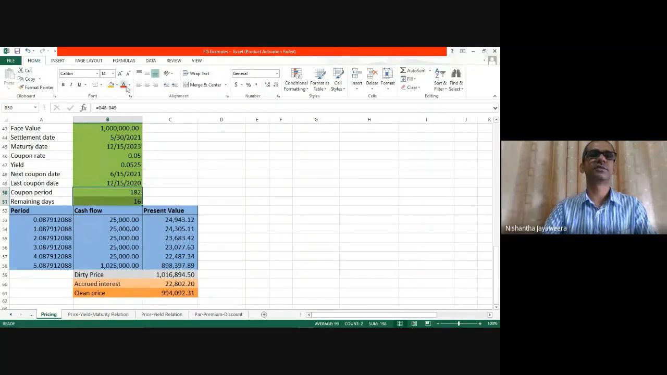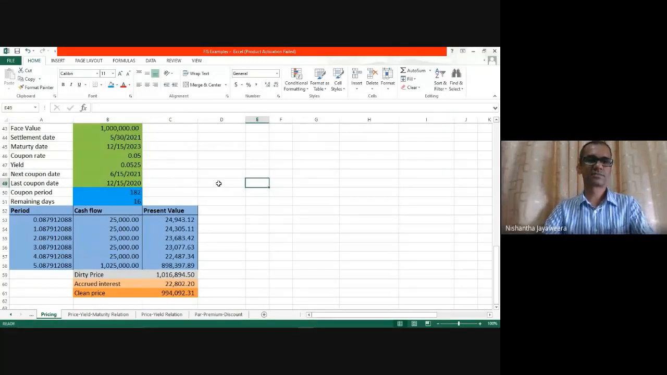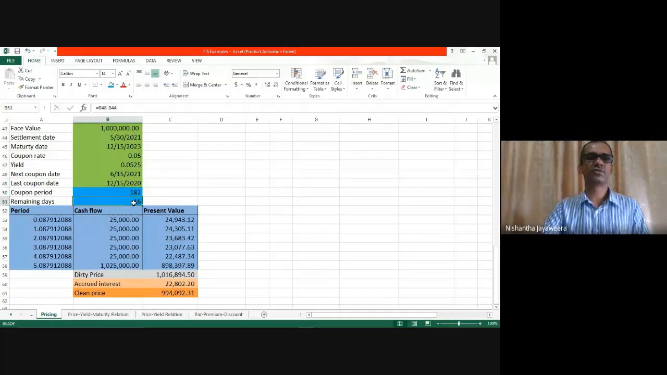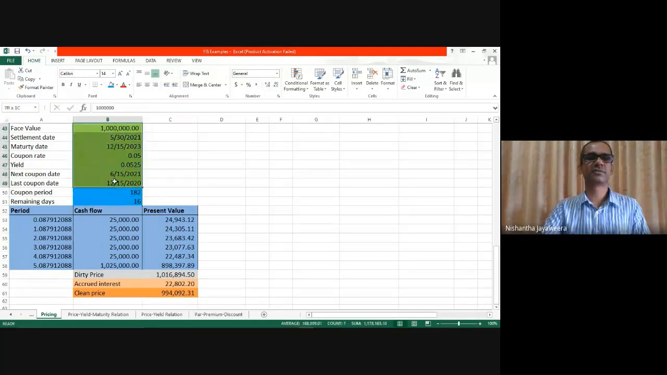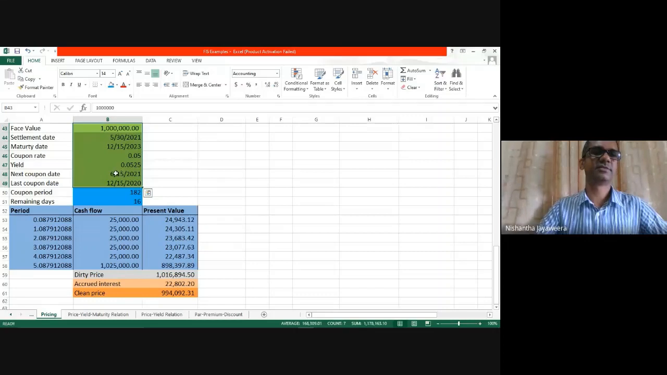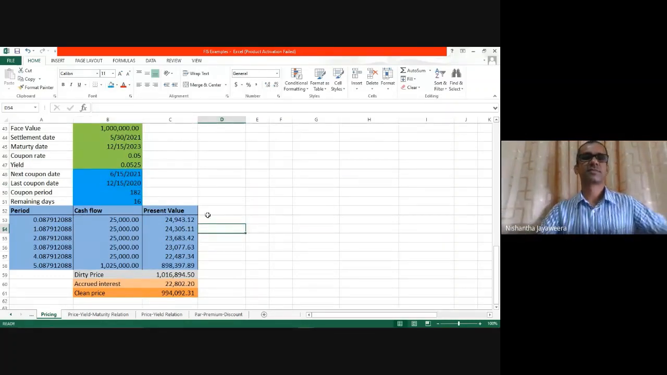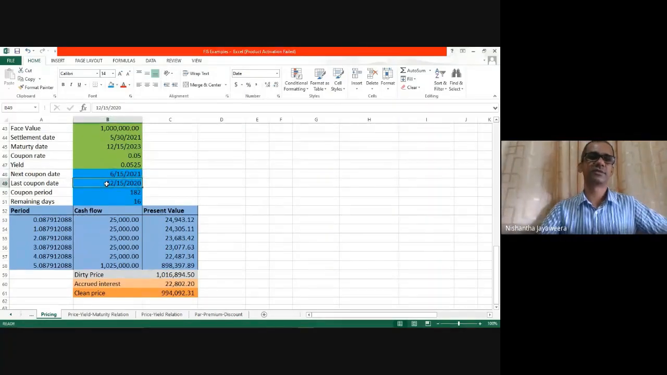Then, sorry, these are the things that you have to calculate, so let me change the color. All these are given inputs: face value, settlement date, maturity date, coupon rate and yield. These two you can decide based on the given information. What is the next coupon date? What was the last coupon date?